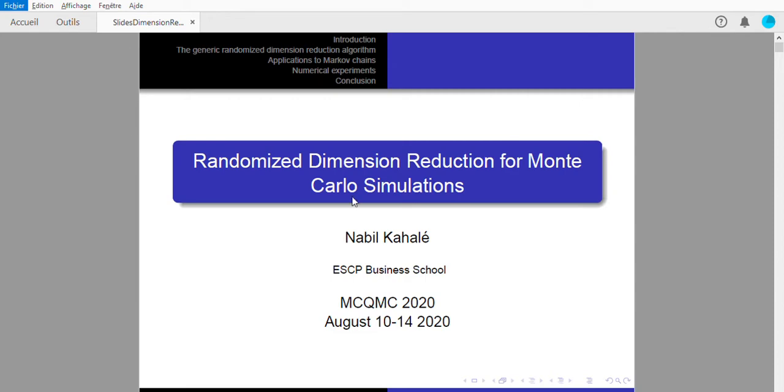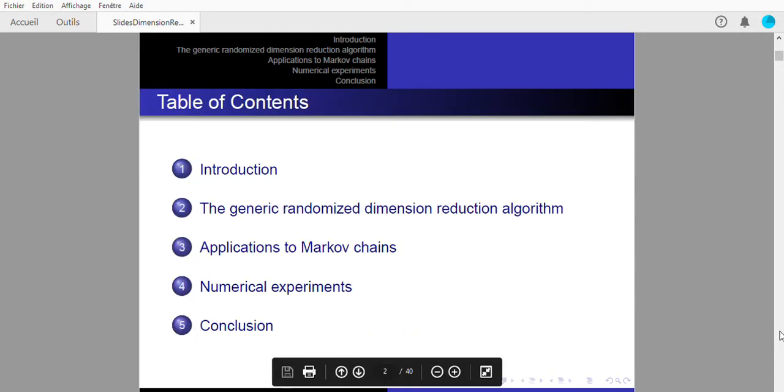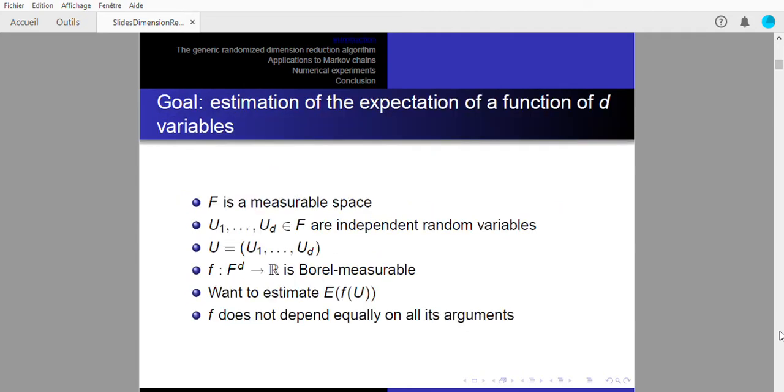So I'm going to describe the variance reduction algorithm based on dimension reduction. I'll start with an introduction, then I'll describe the algorithm, and I'll give applications to Markov chains. Then I'll give some numerical experiments, and I'll end with a conclusion.